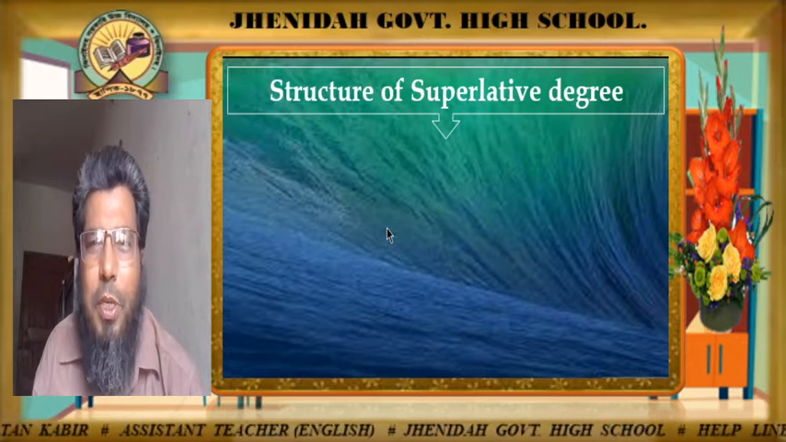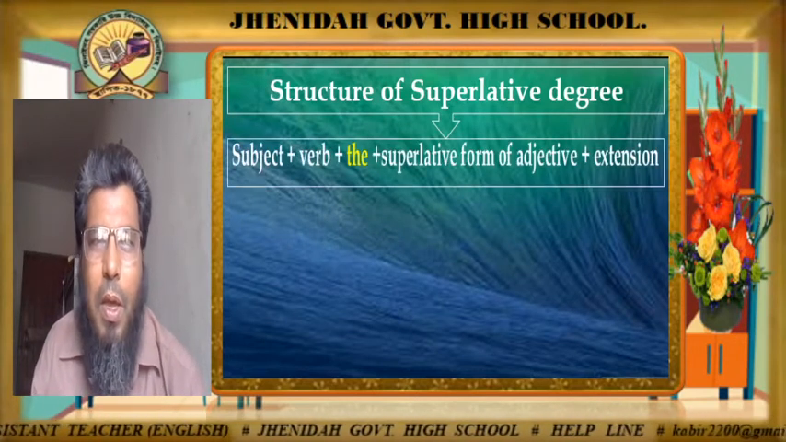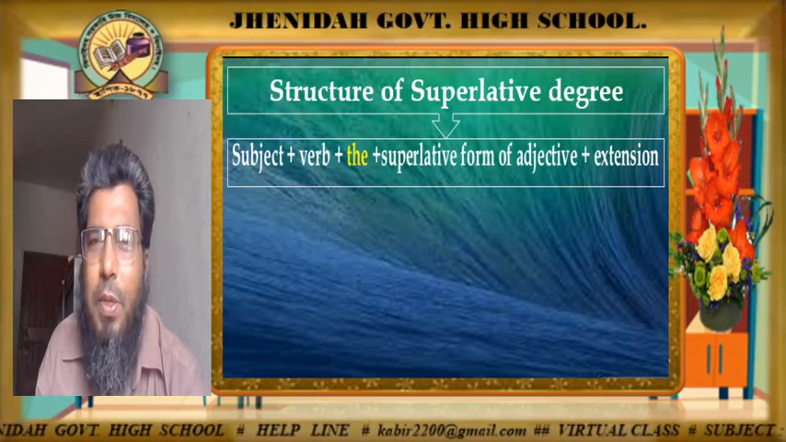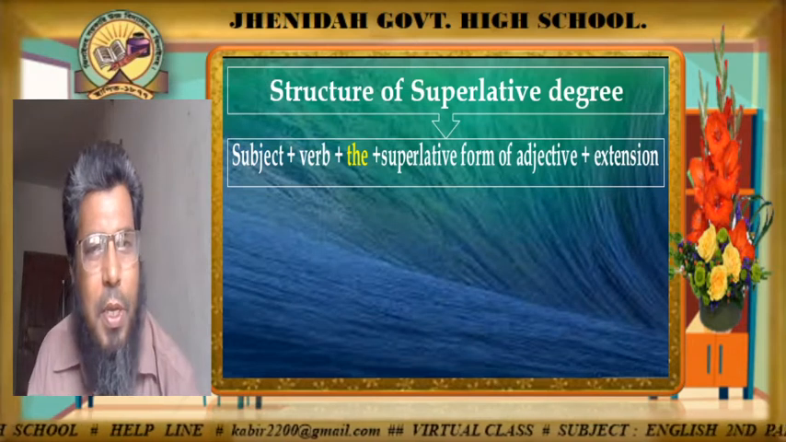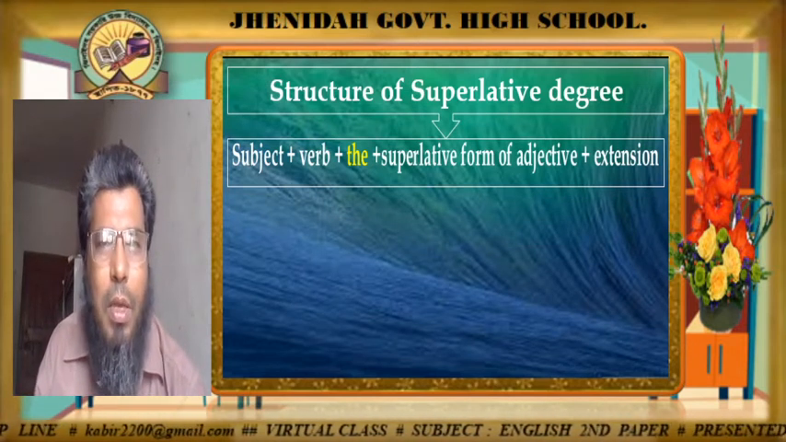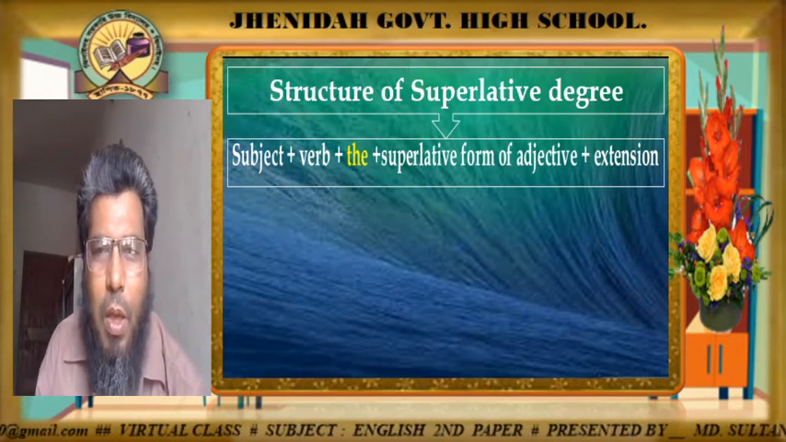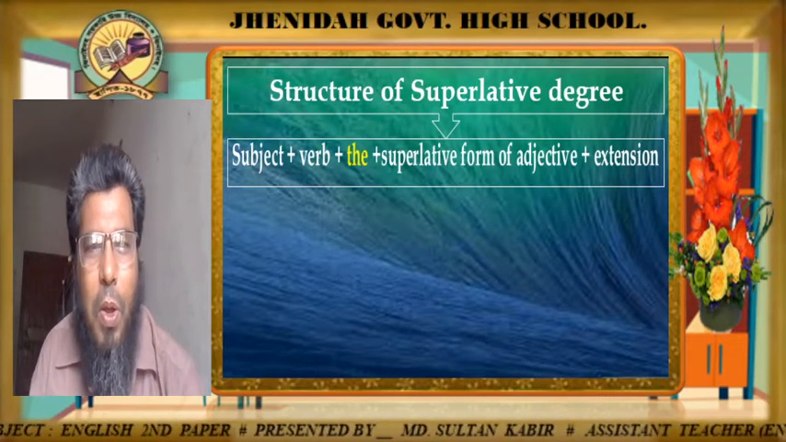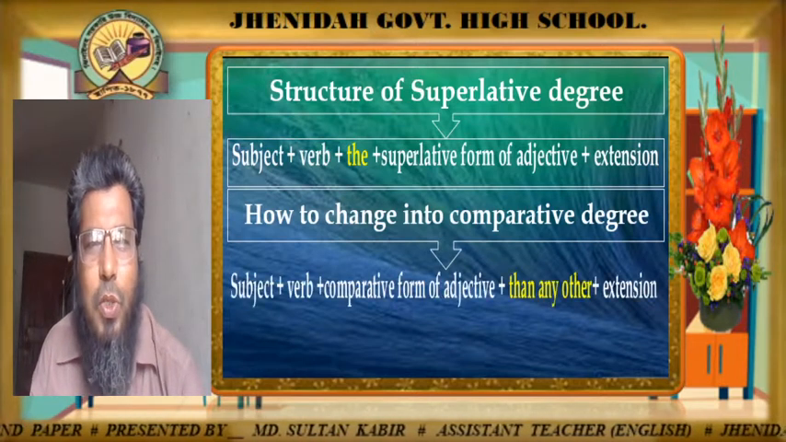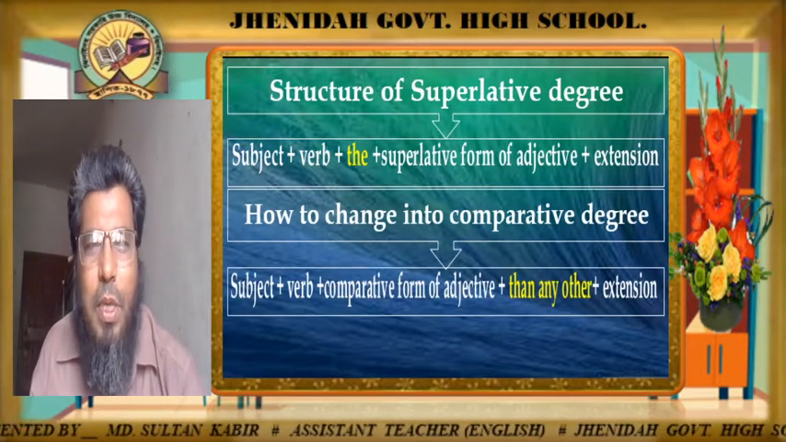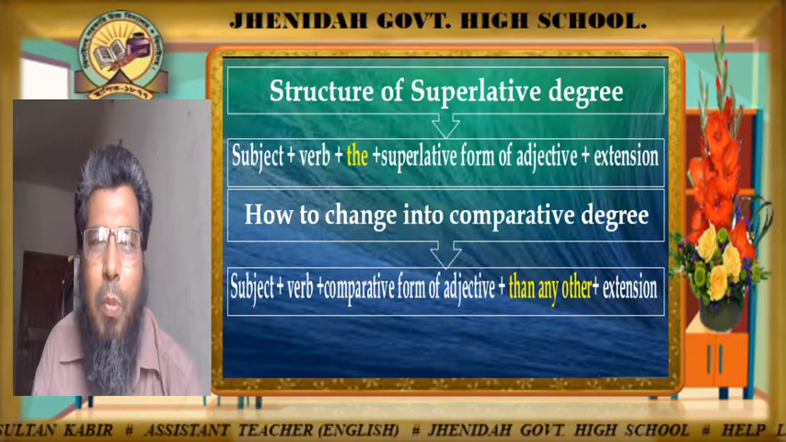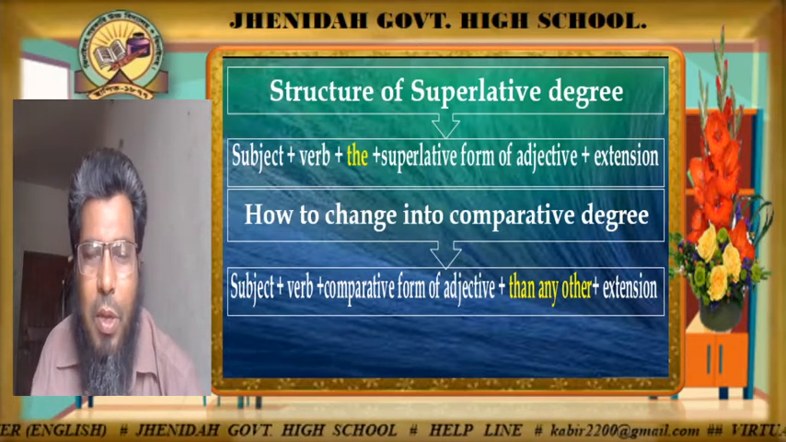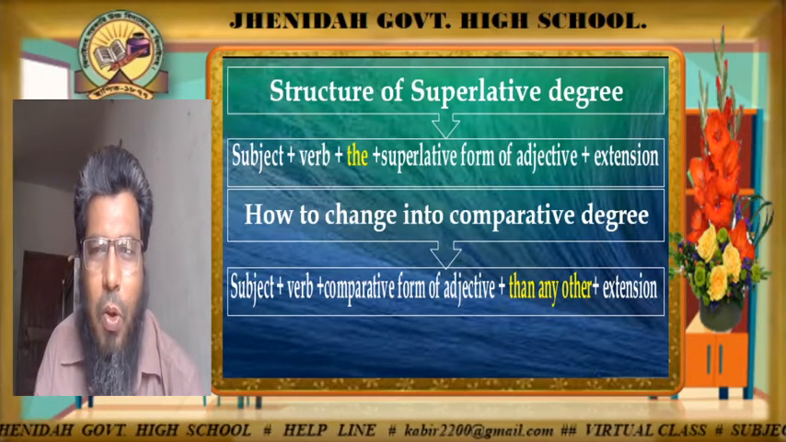Now, dear learners, look at the structure of the superlative degree here: subject plus verb plus the plus superlative form of adjective plus extension. If the superlative degree is in this form, then how can we change it to comparative? Look at the structure. We'll write down the same subject and the same verb, then the comparative form of the adjective, and then we'll add then any other, then the extension.